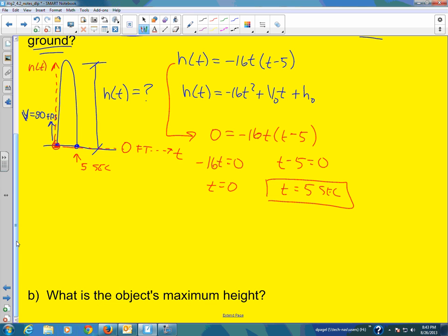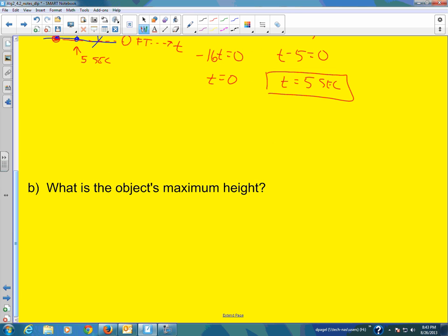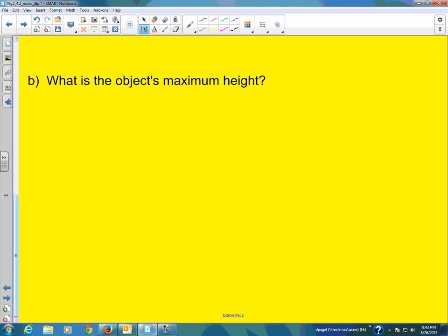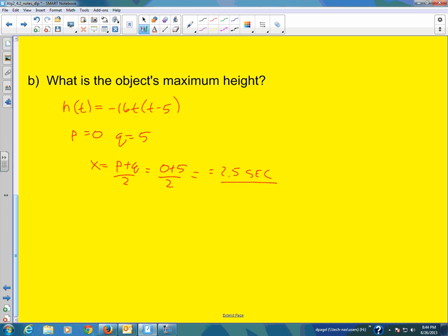What about part B? What is the maximum height that this object will reach? Okay, well, we can figure that out, because that happens at the vertex. So if my maximum height occurs at the vertex, and I just found my p's and q's, and I know that my axis of symmetry is the average of my p's and q's, 0 plus 5 over 2, and I get 2.5. Well, we're talking about seconds. This is really a t. Now that's how long it takes to get to the maximum. So I'm really looking for h of 2.5.